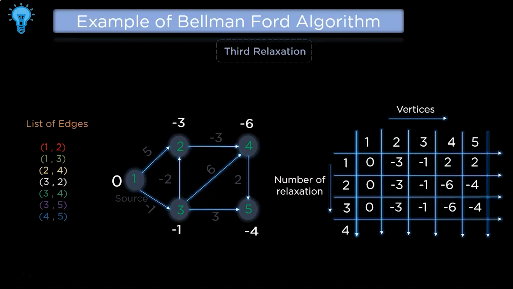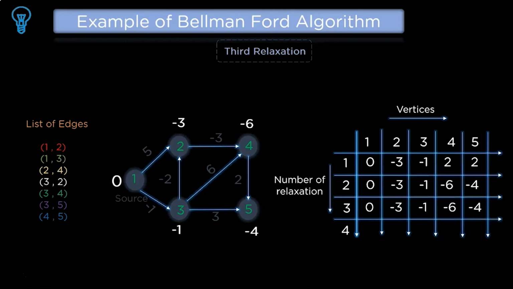From 3 to 2, we have the weight as -2, so the cost will be -1 plus -2, which equals -3, and -3 is already there, so we won't update it. Now we have weight 6 from 3 to 4 edge, the cost will be -1 plus 6, which is calculated as 5. But the value of 5 is greater than -6, so we will not replace it.